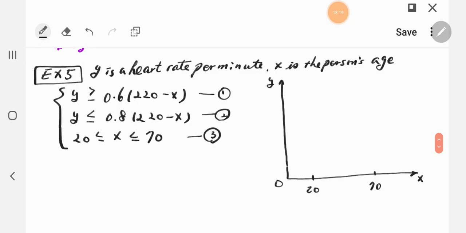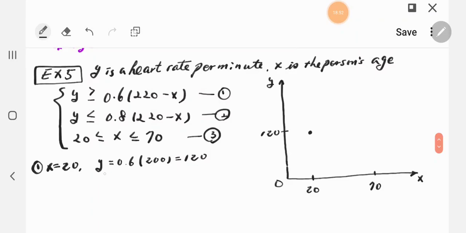From the first equation, when x equals 20, let's find y. If x equals 20, then y equals 0.6 times 200, so 120. So let's say this is 120. When x equals 20, y equals 120.